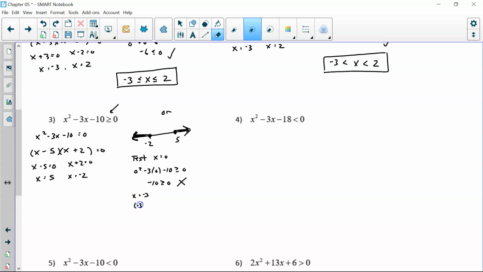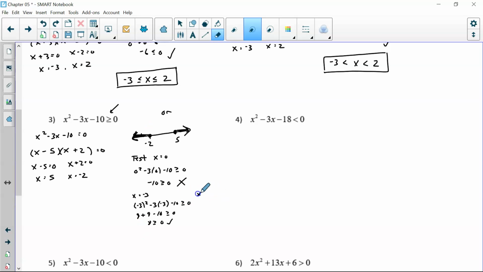So we get negative 3 squared minus 3 times negative 3 minus 10 greater than or equal to 0. So negative 3 squared is 9. Negative 3 times negative 3 is plus 9 minus 10 greater than or equal to 0. So 9 plus 9 minus 10 is 8, greater than or equal to 0, that's a true statement. You can see a value over here would work.